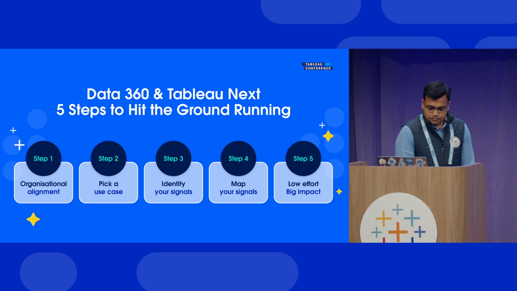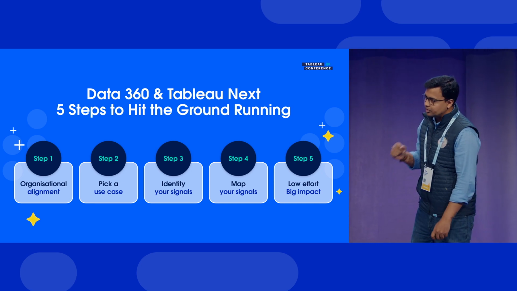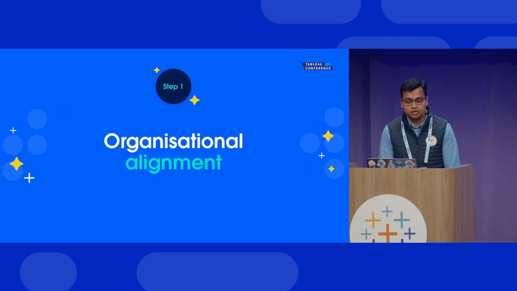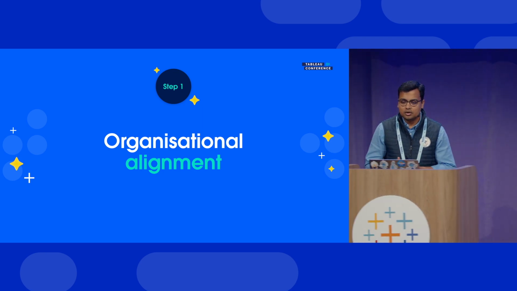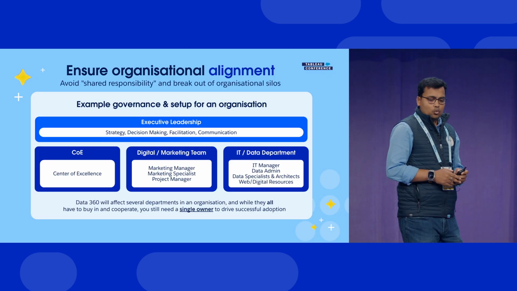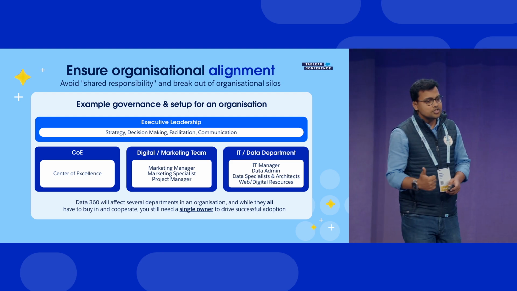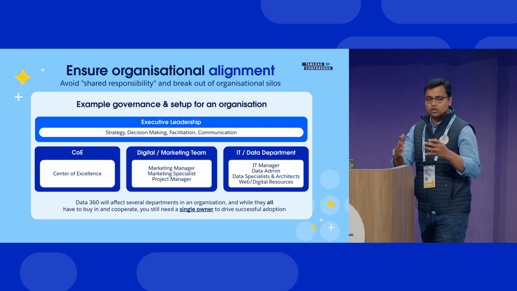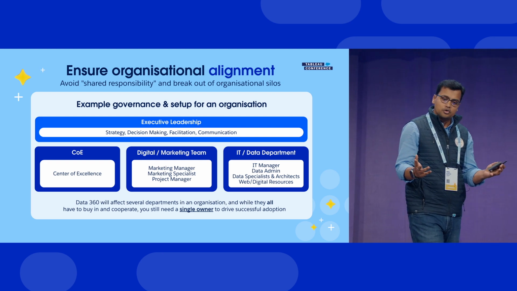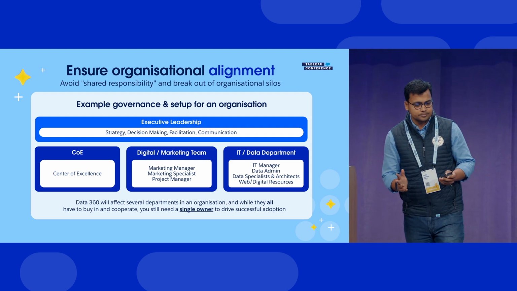All right, so the 5 steps to hit the ground running, and we'll go over the framework one step at a time, right? So the first step is, of course, organizational alignment, the most important one, if you ask me, right? One executive sponsor, you have that, you have the decision making. What can that do? You have executive leadership where you define your strategy, you define the decision making, you bring it together. It cannot be done in a silo. You have to bring in different teams all together to make this happen and to have that across the organization, global impact, if you will, right?